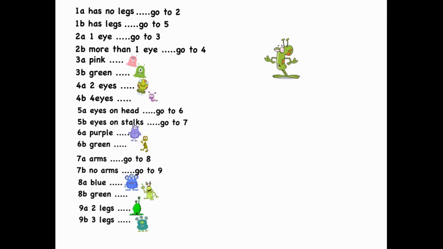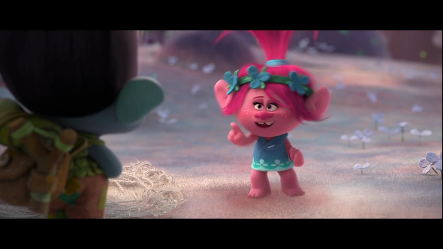My key could then be used by someone else to classify a new alien. I would go through the choices. I have legs, so I jump to number 5. My eyes are on my head, so I jump to number 6. This guy is green, so I would classify it right there. All right, let's do this.